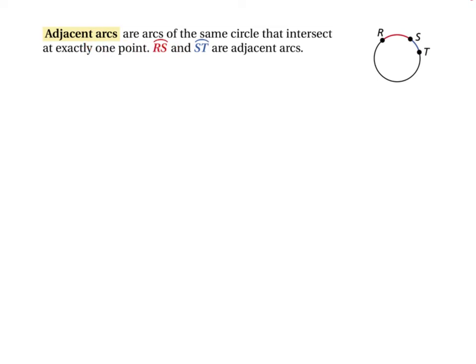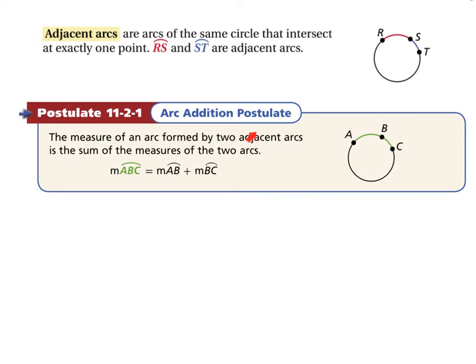Adjacent arcs are arcs of the same circle that intersect at exactly 1 point. So for example, arc RS and arc ST intersect at point S, so therefore they are adjacent. Now, the arc addition postulate. The arc addition postulate is just like the angle and segment addition postulates we've done in the past. The measure of an arc formed by 2 adjacent arcs is the sum of the measure of the 2 arcs. So if I added together arc AB and arc BC, that would give me the measure of arc ABC.